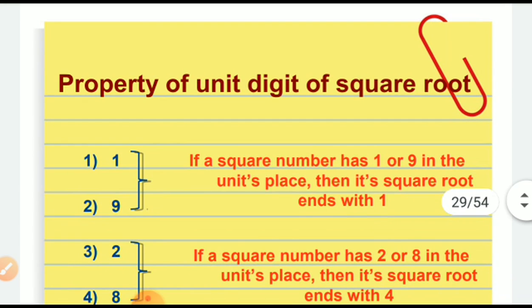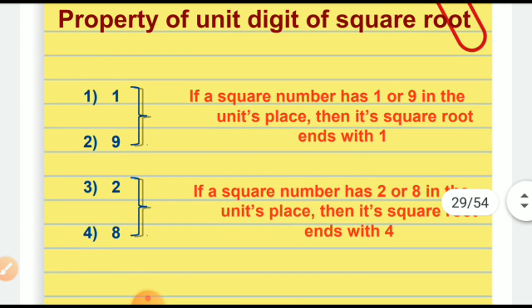Property of unit digit of square root. Yes, square root property we will see. If a square number has a 1 or 9 in the unit place, then its square root ends with 1, 2 and 8. If a square number has 2 or 8 in the units place, then its square root ends with 4. Correct.